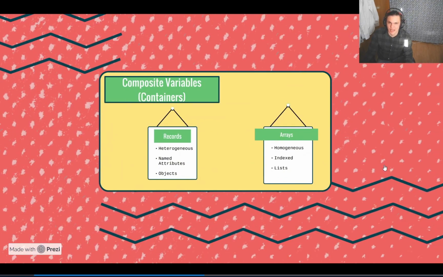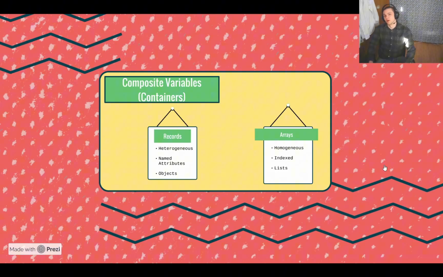Now we're going to talk about composite variables, containers. So composite variables are non-atomic because they include multiple items or have the capability of including multiple items, because you could have an array with one item in it, I suppose. So we're going to make a distinction between records and arrays. Records are heterogeneous. They have named attributes, and an object is an example of a record. In our SQL video, our database video, those are records. Heterogeneous basically means different types of data, or data of different types.